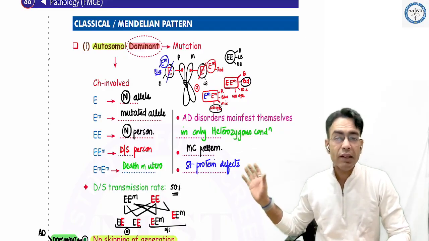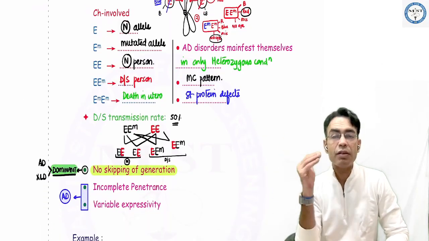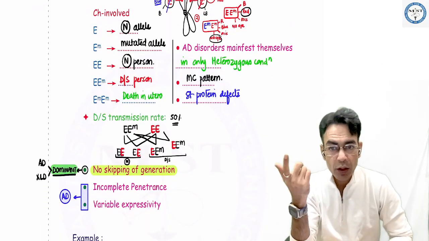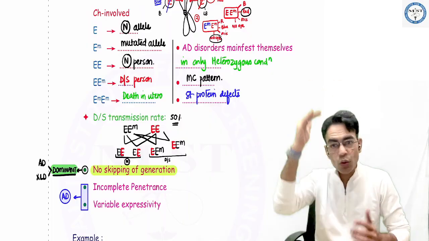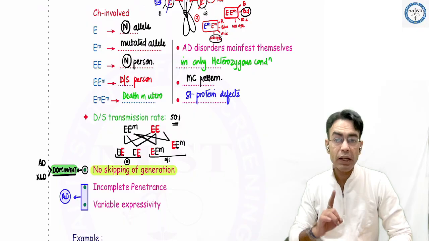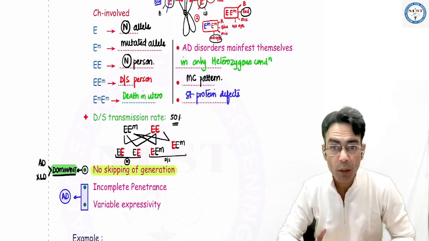And which kind of defects? Structural protein defects. Disease transmission rate is 50% in these, and they will never show a skipping of generation. Every dominant one has no skipping of generation. And these two patterns, incomplete penetrance and variable expressivity, will only be shown by the autosomal dominant pattern.